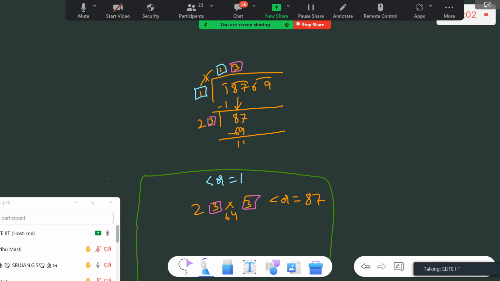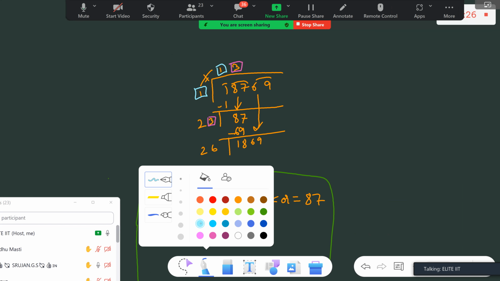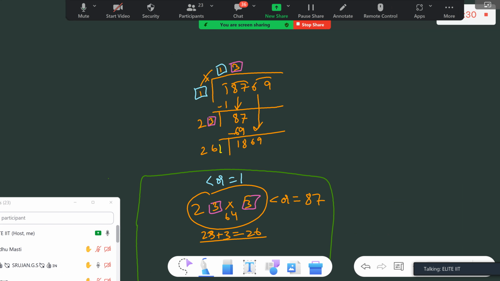So, just a second. Next we'll bring down this whole pair 69. So now again, the new divisor we will write 23 plus 3. Exactly. We will write 26 first. Then again we have to find such a digit, Sujan, here, which will be in this way, isn't it?